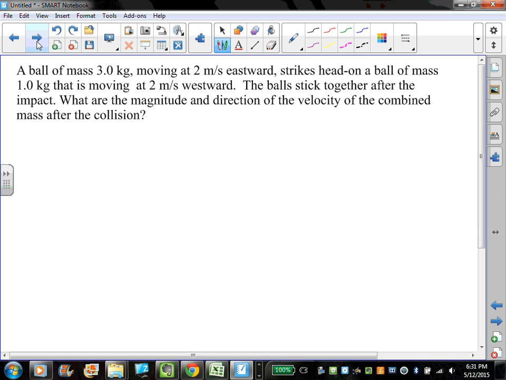We have a ball that has a mass of 3 kilograms. So here's our 3 kilogram ball, and it is moving eastward at 2 meters per second. It strikes a ball that has a mass of 1 kilogram, and it is moving at 2 meters per second westward. The balls stick together after impact, and we want to know the magnitude and direction of the velocity of the combined mass after the collision.